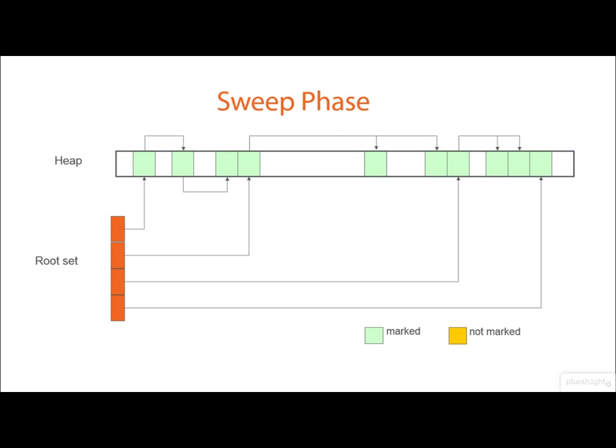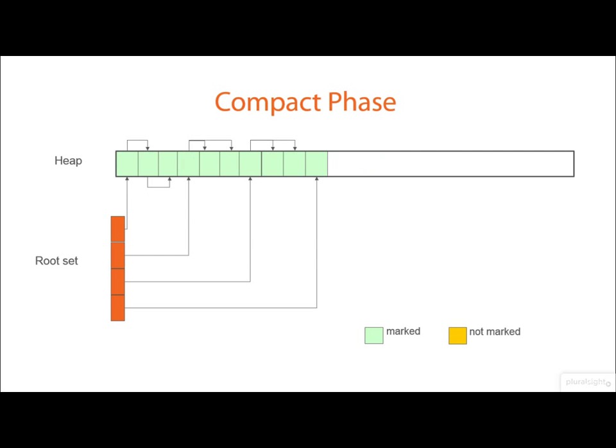In the sweep phase, the garbage is taken away, and that leaves all the objects still in memory, still being referenced. And then finally, this memory is compacted. So at this point, we've changed the physical addresses of the memory.